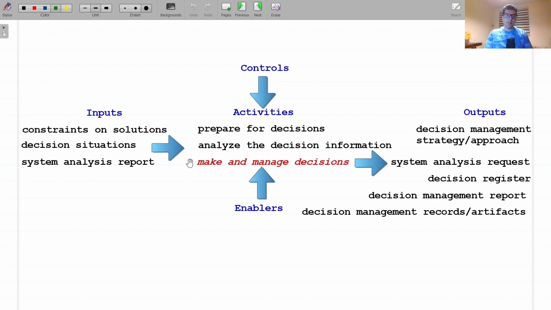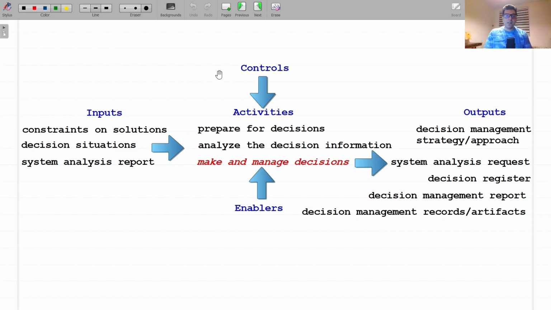Make and manage decisions. Record the decision with relevant data, models, and supporting documentation, that is, the decision authority, source, and rationale. Describe analysis methods, other processes, and tools actually used to support decision activities. Communicate new directions from the decision.